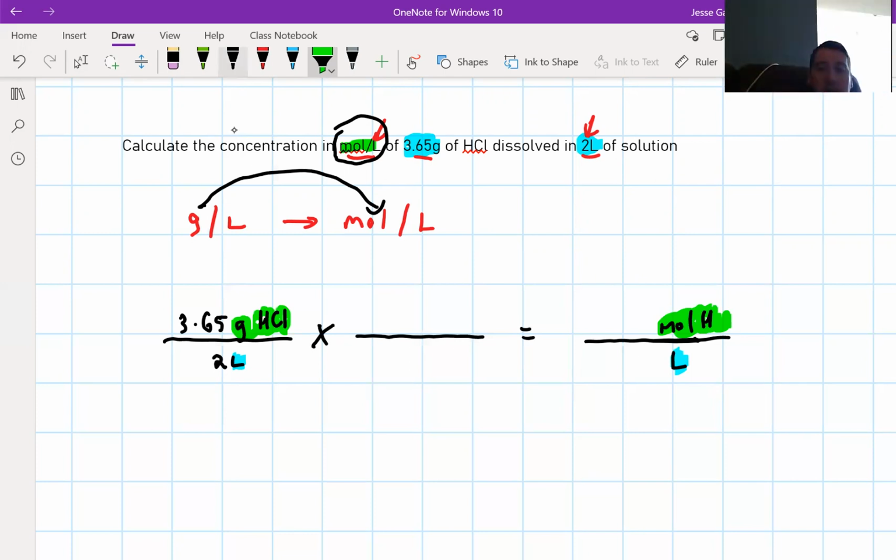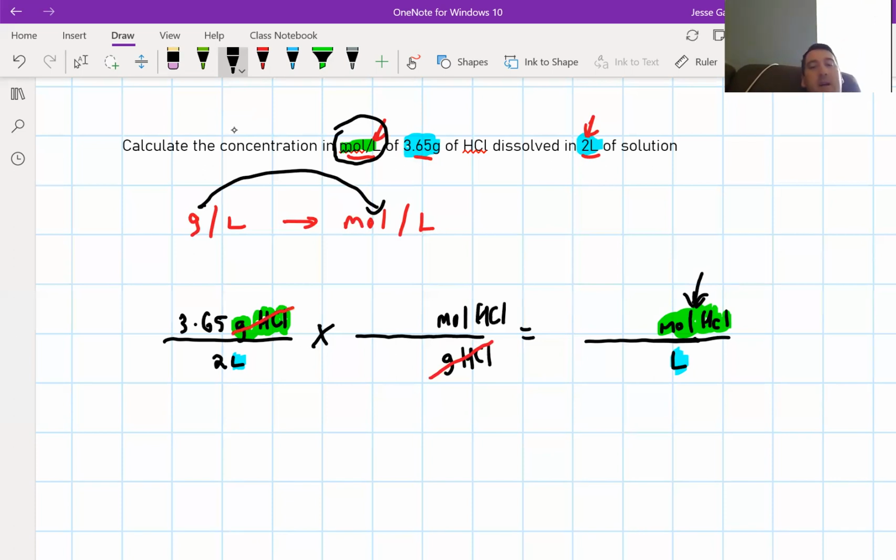Thinking then carefully about my units. What do I have to do with my units in the conversion factor here? Well, I need to make sure that grams of HCl is in the denominator. The reason for this is, as we've seen loads of times before with unit analysis, I can then cross those out. My grams of HCl are gone. And because I need mole of HCl here, I'm going to put that in the numerator, mole of HCl.